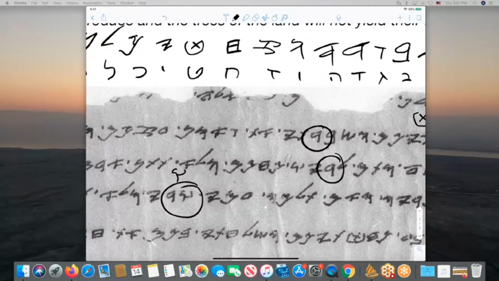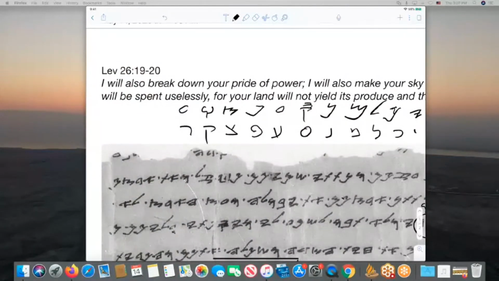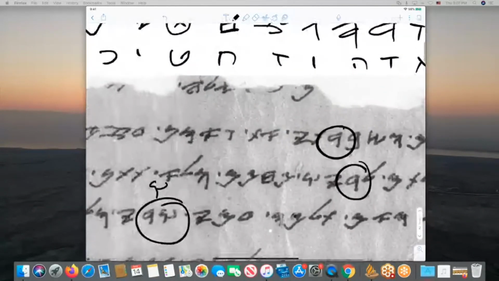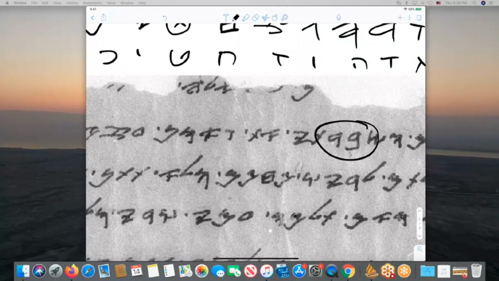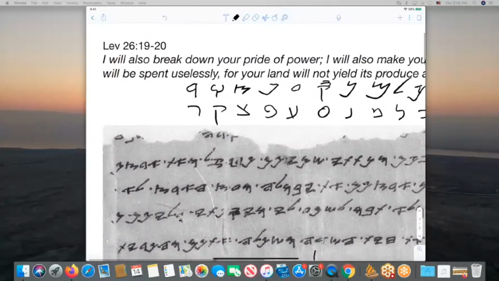Here, another one, right? It looks a lot like a bet, but when we compare them next to each other, that's when it's really helpful. You can compare. So this is a bet, right? And then a resh. So there's our resh.